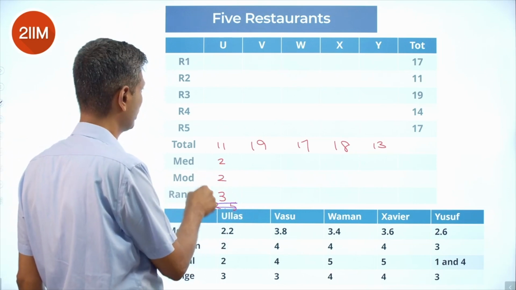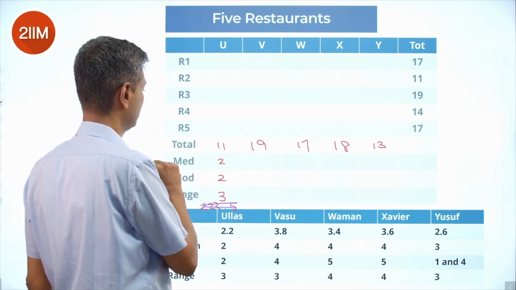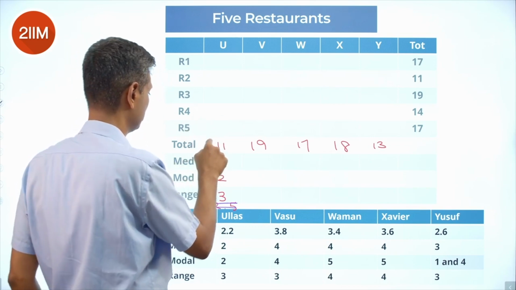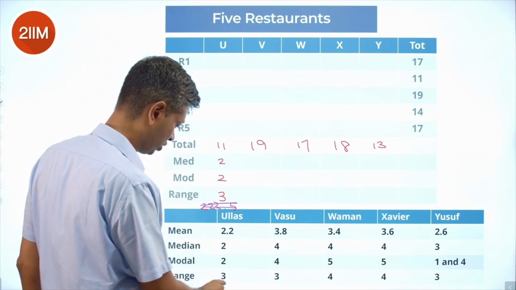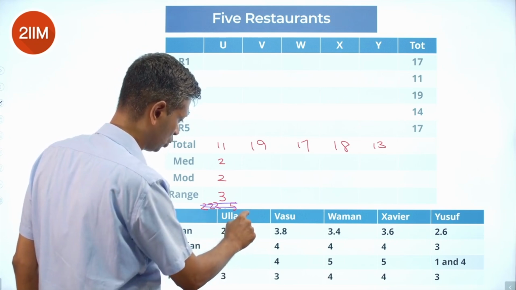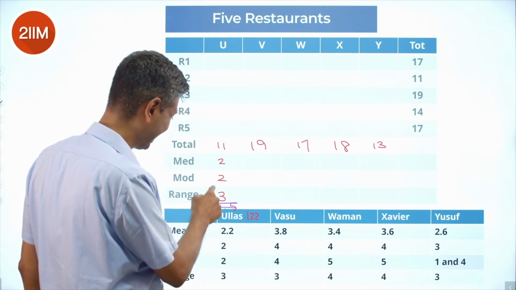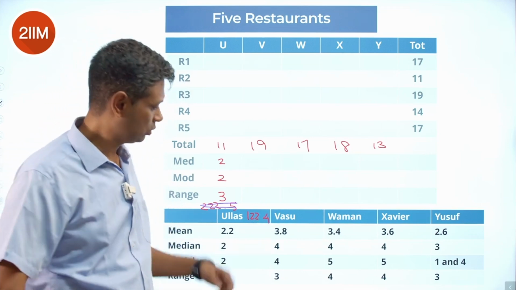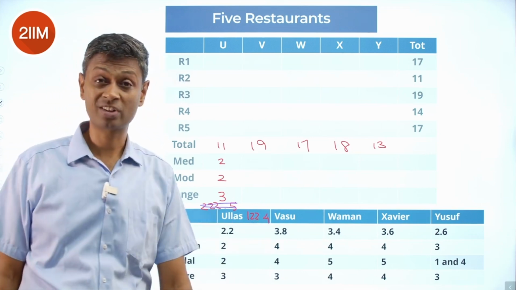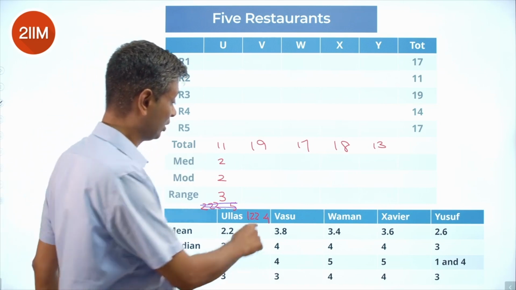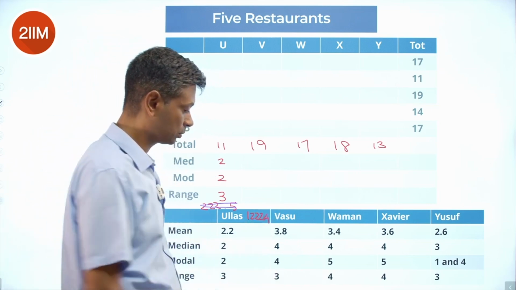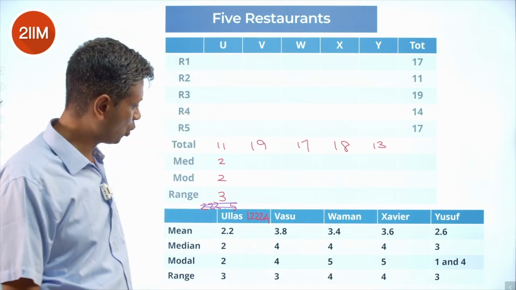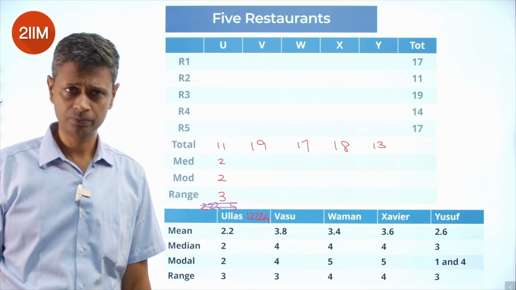For this one, where should I write this? I'm thinking 1, 2, 2. Where can I write this? Let me write this here or here. 1, 2, 2. The range is 3. The maximum should be 4. 1, 2, 2 dash 4. 1 plus 2 plus 2 is 5 plus 4 is 9. The total is 11. I'm thinking about 1, 2, 2, 2, 4. So Ullas has got 1, 2, 2, 2, 4.